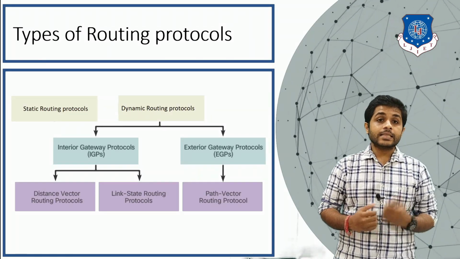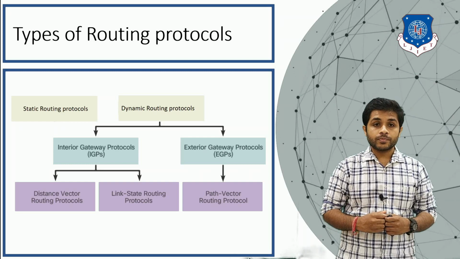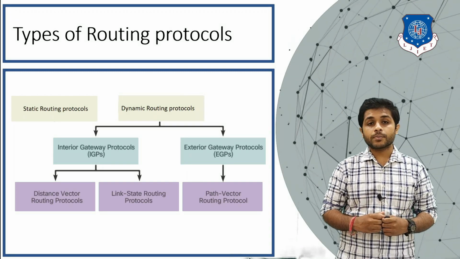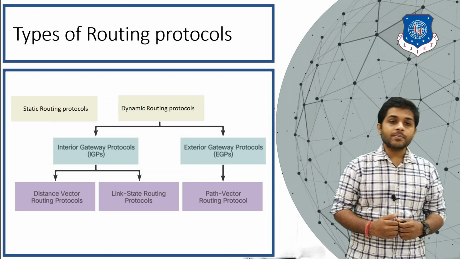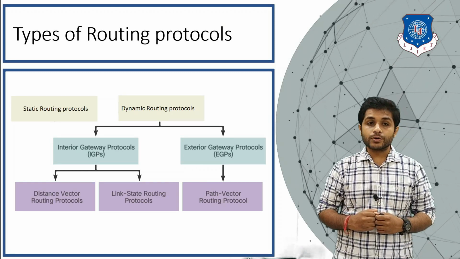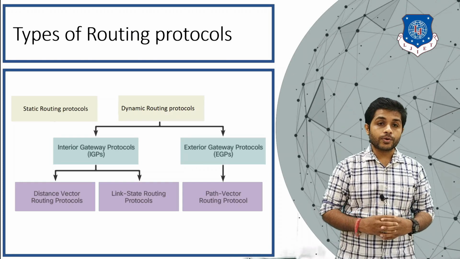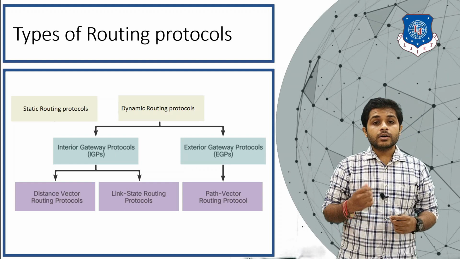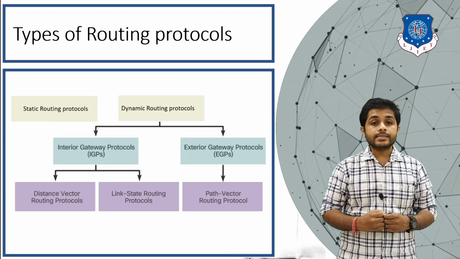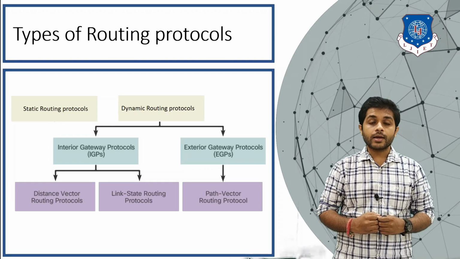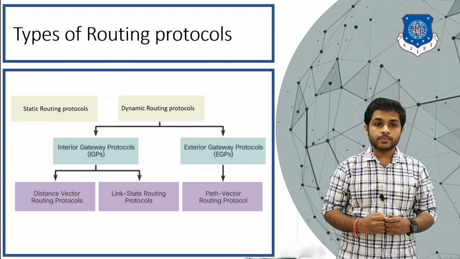Now let's see the types of routing protocols. Each and every router works on some routing protocol. There are mainly two types of routing protocols: the static routing protocol and the dynamic routing protocol. The dynamic routing protocol is divided into two types: interior gateway protocol and exterior gateway protocol.